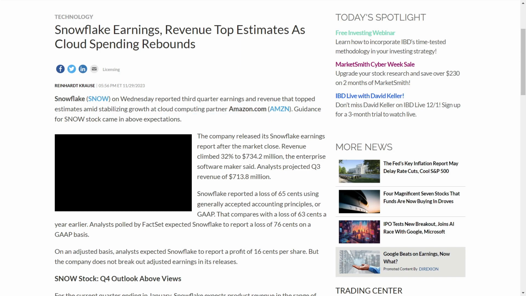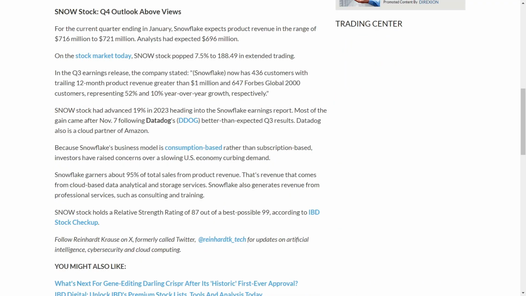On a GAAP basis, the company reported a loss of 65 cents per share, but that was better than the expected loss of 76 cents, which many analysts saw because of the lowered spend in cloud infrastructure due to companies pulling back on major investments currently. For next quarter, Snow set its revenue range to $716 million to $721 million against an analyst expectation of $696 million. This led Snow's stock to go up 7.5% after hours today, just based on that upbeat news.